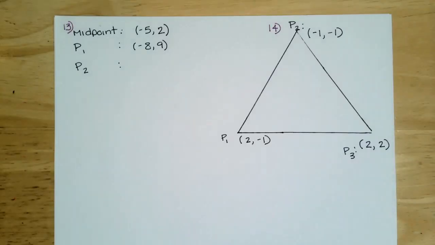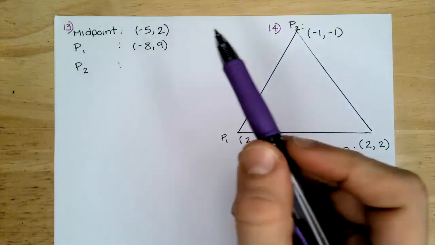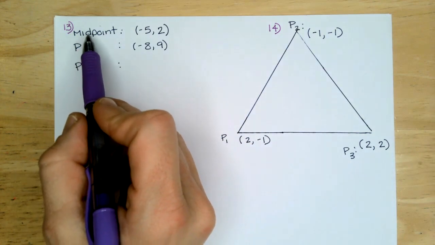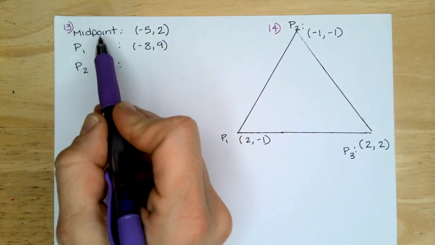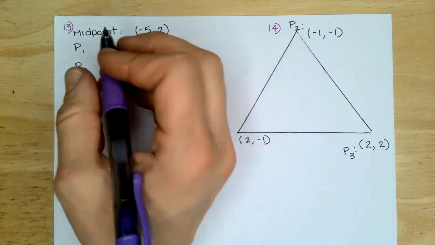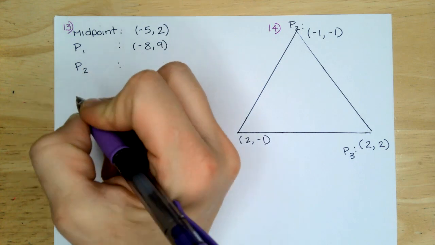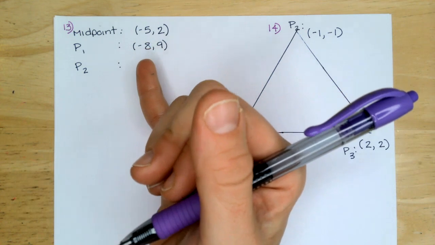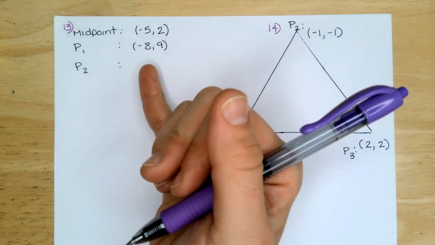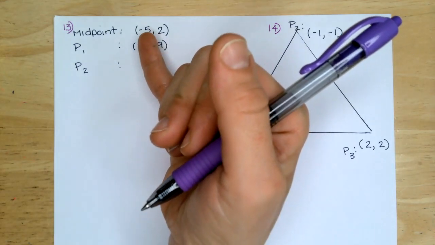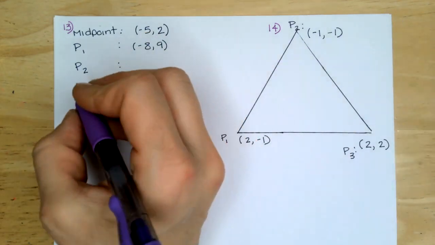Okay, these are two examples from 2.1. This one's about the midpoint and this one is about the distance formula. For number 13, they give us the midpoint between point 1 and point 2, and then they give us point 1 and ask us to find point 2. So I want to use the midpoint formula, but instead of putting in my x1 and x2 and dividing by 2, I'm going to put in my x1, put in the x of my midpoint, and find point 2.